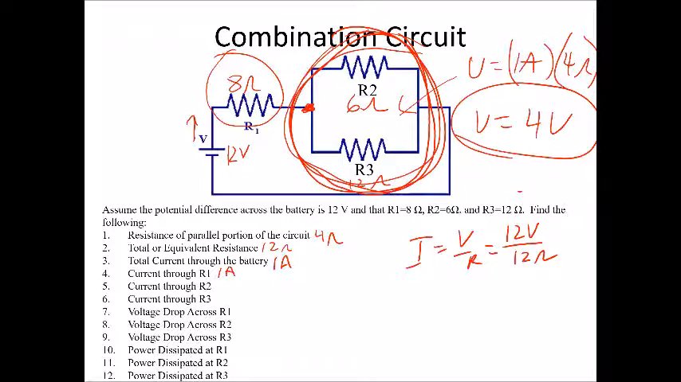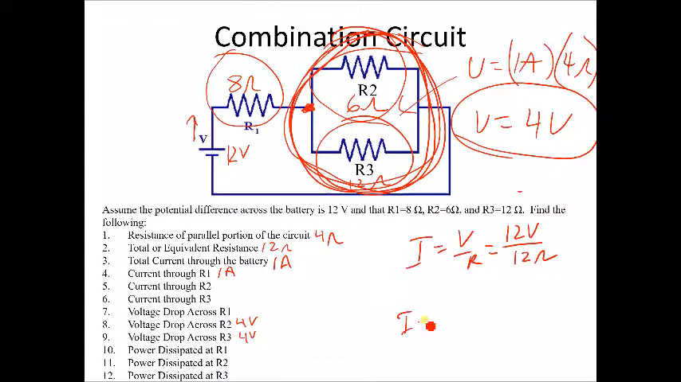Now that's across the whole parallel portion of the circuit. But remember, in parallel, each branch is going to have the same voltage drop. So if the whole thing has a voltage drop of 4 volts, the voltage drop across R2 is 4. The voltage drop across R3 is also 4. So let's record those.